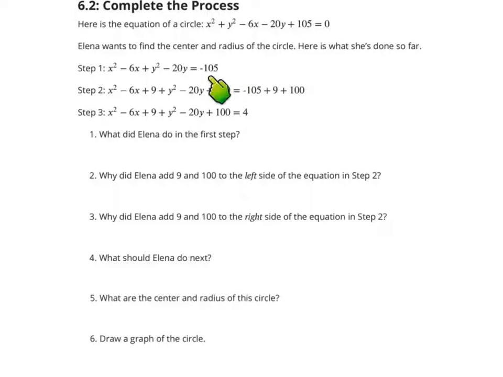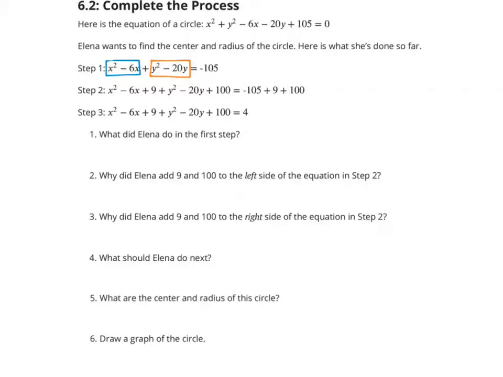So she starts doing this, and we say, well, what did she do here? What's different between the way she wrote it here and the way it was originally written? Well, we notice that the x's are now together. We've got x squared minus 6x, and here we've got the y squared and the minus 20y. So Elena decided to put her x's together and her y's together. She also subtracted the 105. So let's see, the equal sign is here now. So instead of the 105 here, this is negative 105.